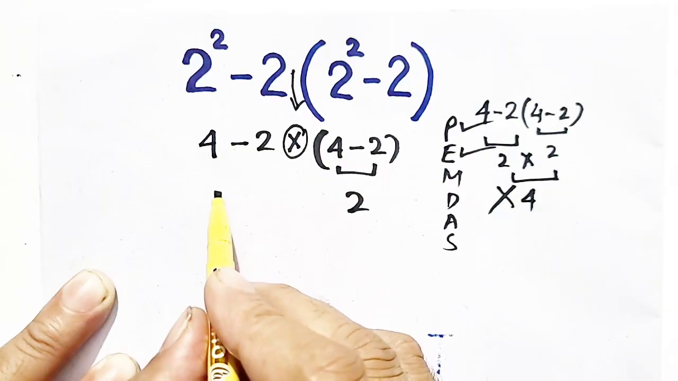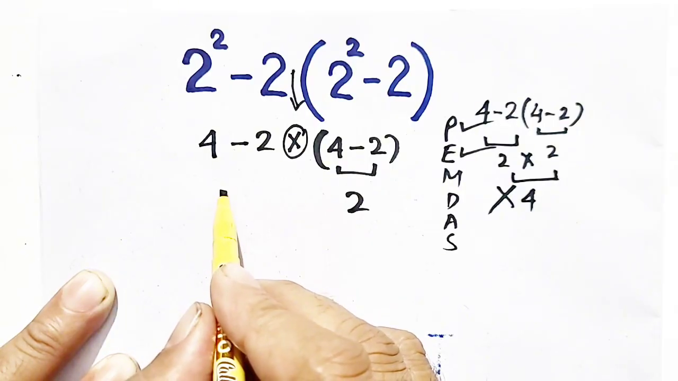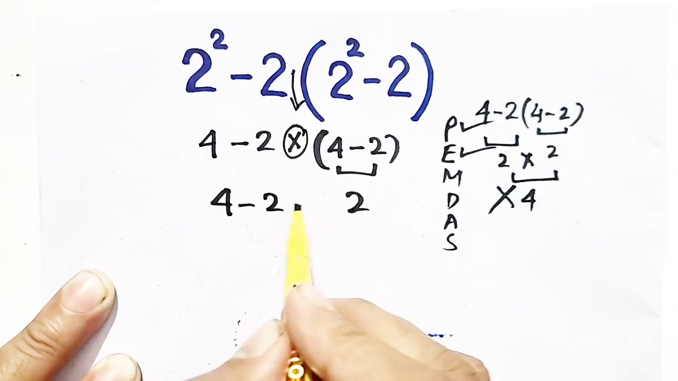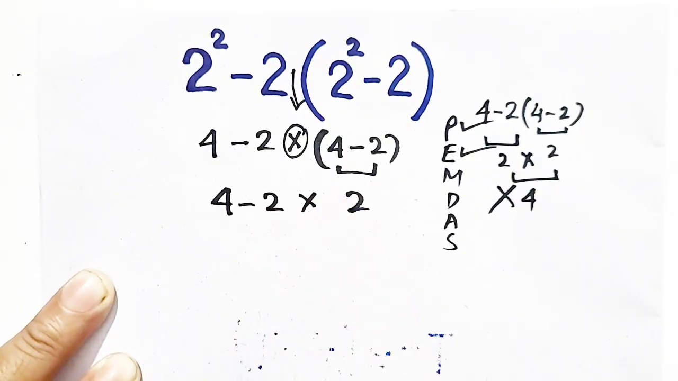So 4 minus 2 times 2. Now 4 minus 2 is 2, 2 times 2 will be equal to 4, but it is wrong because we will follow the order of operation.